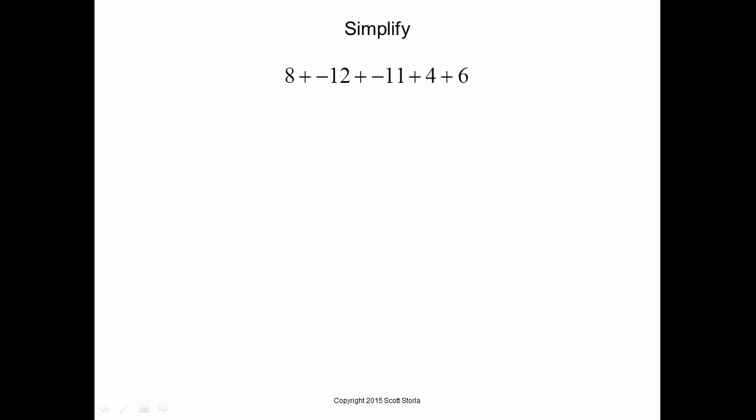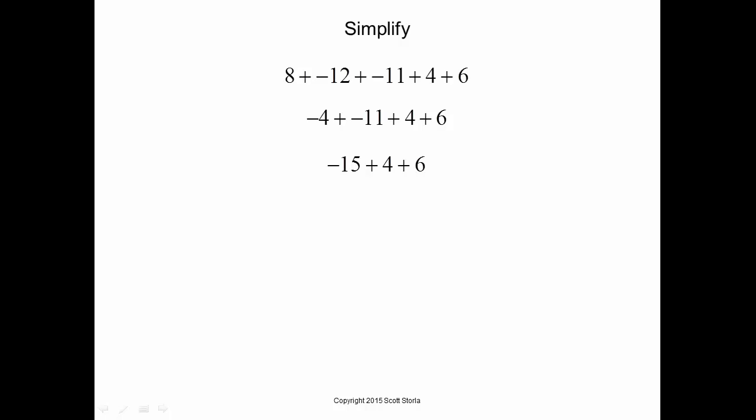Here's another to try. Again, we have 4 operators, so I need to add left to right. The first addition has integers with different signs, so 12 minus 8 will be 4. And since negative 12 is absolutely larger, it'll be a negative 4. Next, when I add the negative 4 to the negative 11, the signs are the same, and so I add 4 and 11 and get 15 and keep the common sign.